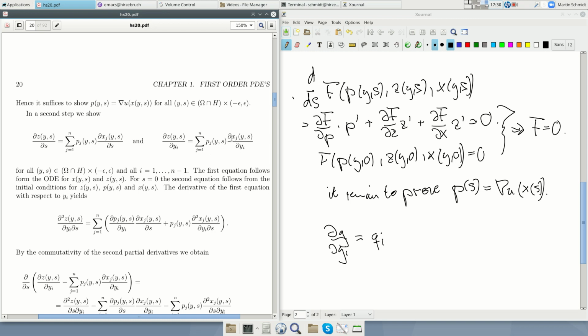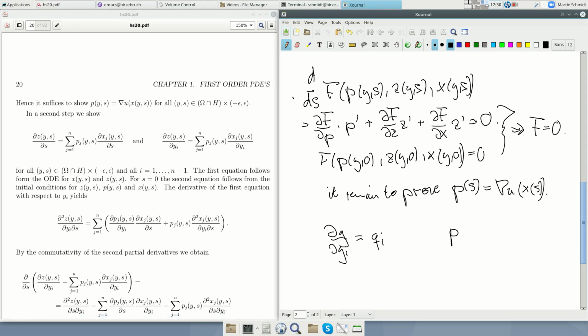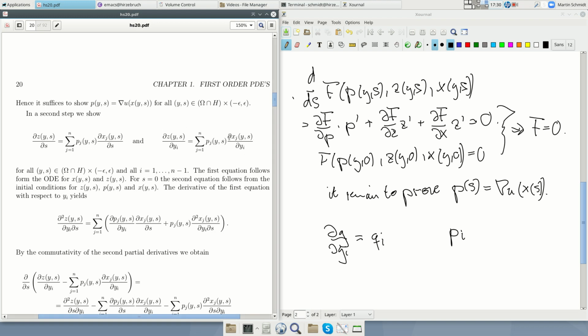Of course, this is ji, and initially x is the same as y. So this is only non-zero if j is equal to i. So on the right hand side, we have pi, and initially these are equal. So by our initial conditions, this is true on the hyperplane. The second equation is by definition fulfilled on the hyperplane.